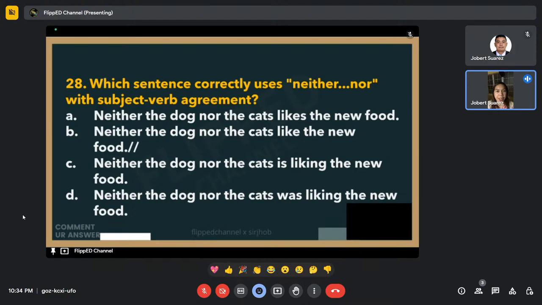Next, number 28. Which sentence correctly uses neither nor with subject-verb agreement?